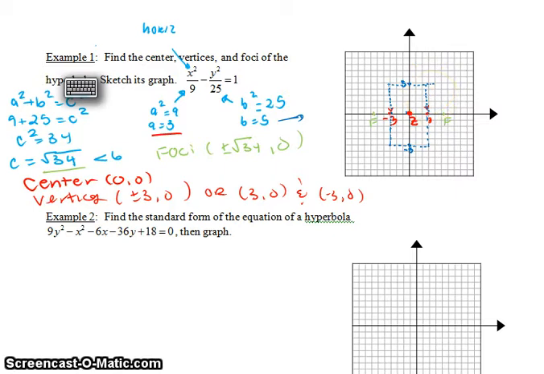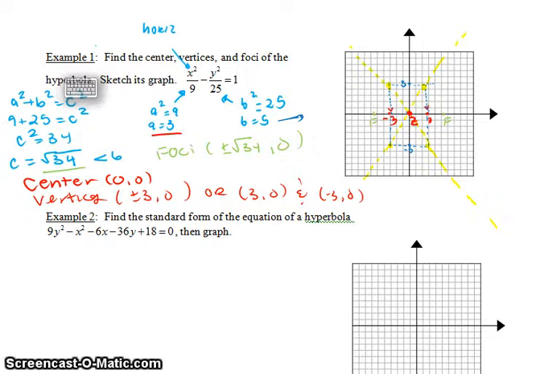And then you're going to draw in the asymptotes of your graph. The asymptotes are drawn with a straight line that goes through the center. In this case, our center is at the origin. So we're going to go ahead and plot the two asymptotes that go through the corners of your box. Okay, so it's always going to go through the corners of your box and the center. And then we can draw in the final graph.